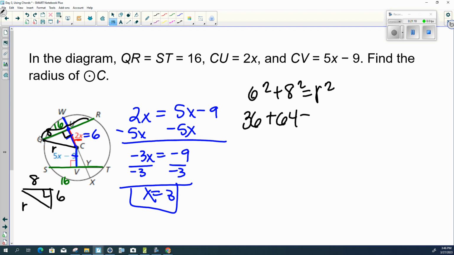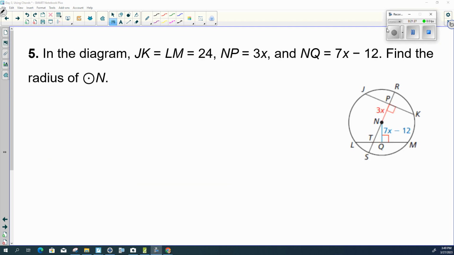Again, push pause, finish this one. This is a Pythagorean triple, and we've got that r equals 10. We've got lots of practice to get us ready for our big ideas.